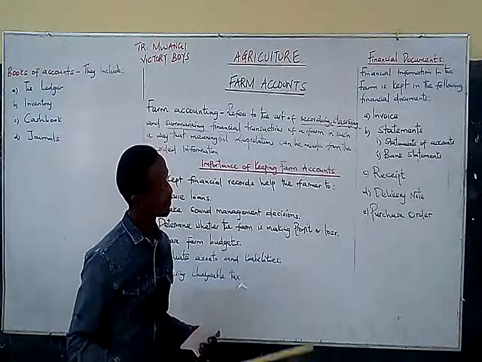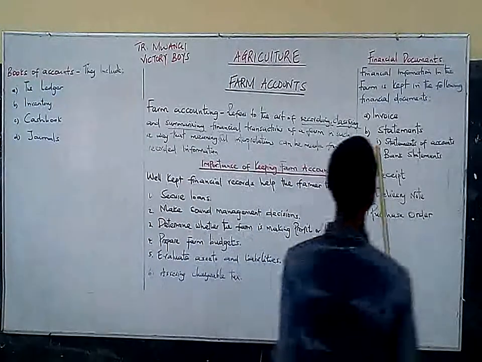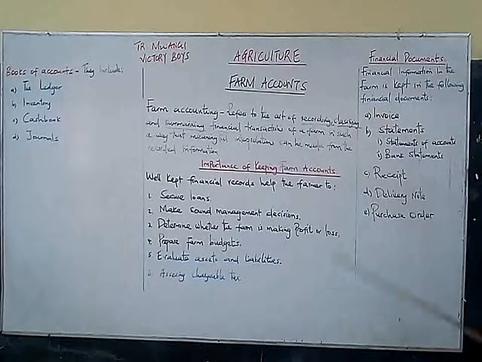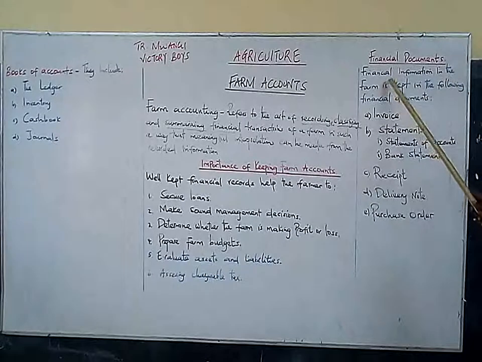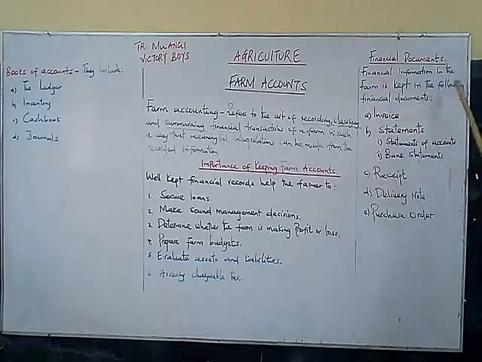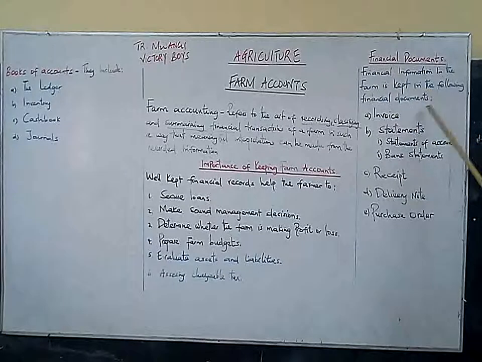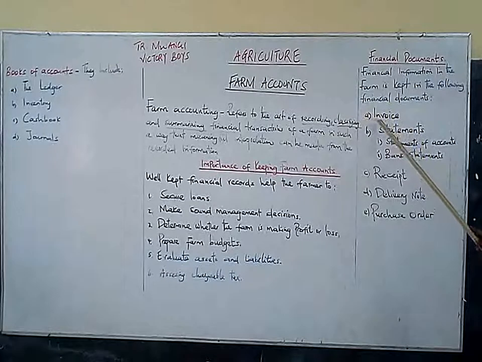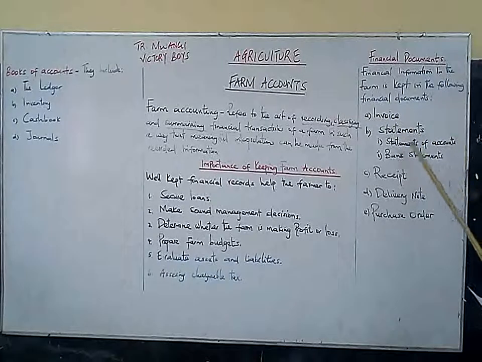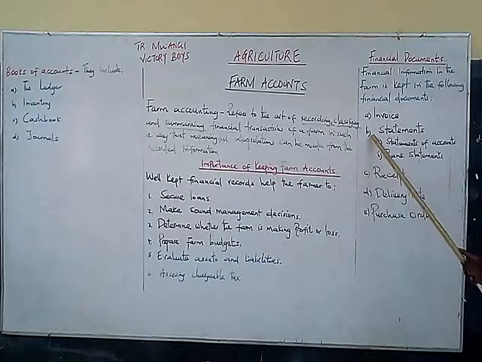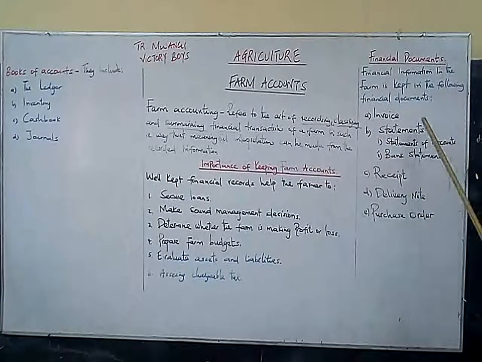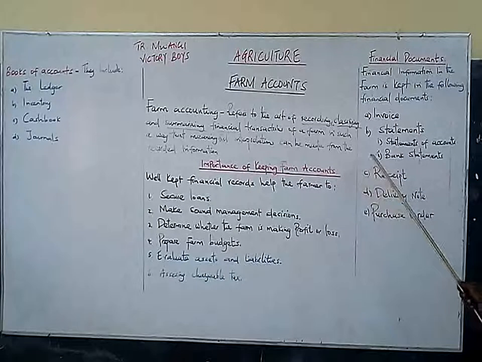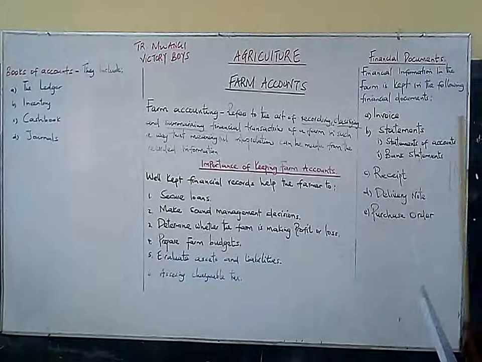So, Lana, then we proceed with financial documents. In farm accounting, we have what we call financial documents. Financial information in the farm is kept in the following financial documents. Number 1, we have the invoice. Number 2, we have statements, and under statements we have 2 examples: statements of accounts, and bank statements.